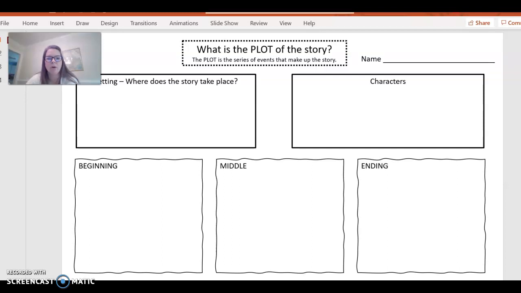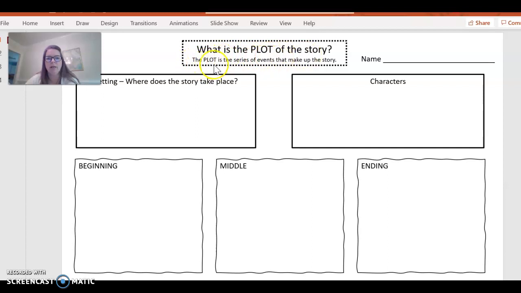But in your folder, you will have this graphic organizer. If you are a remote scholar, you will be filling in the graphic organizer digitally in your Nearpod. But if you are a face-to-face scholar, go ahead and grab this paper out of your folder so that you have it with you. Okay, so let's look up here at the top. Go ahead and make sure you write your name. But it says, what is the plot of the story?